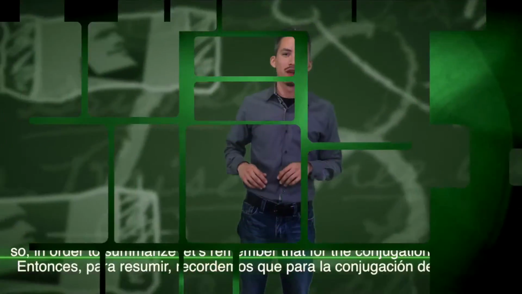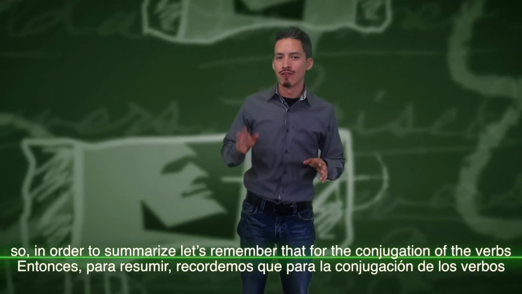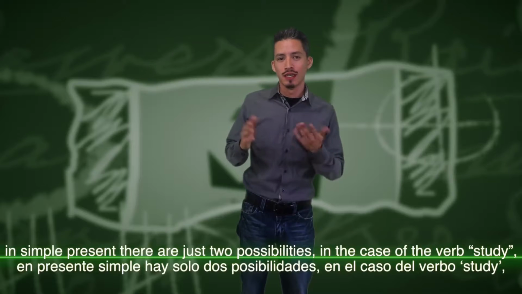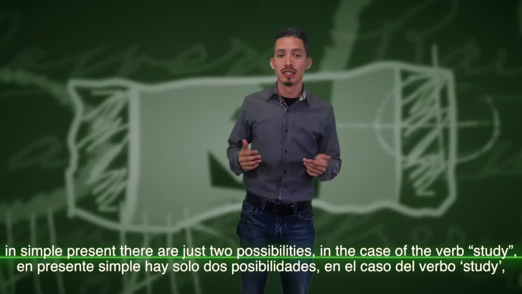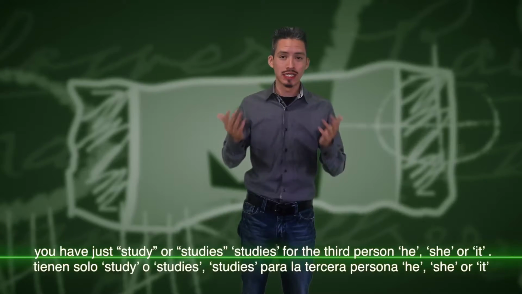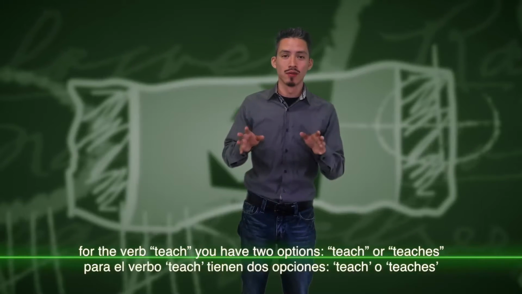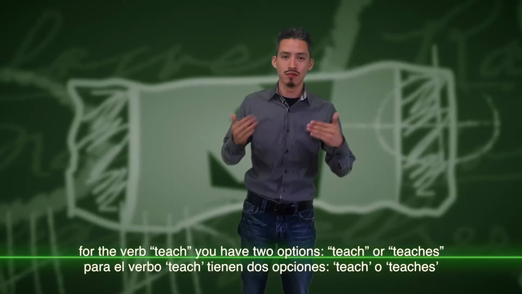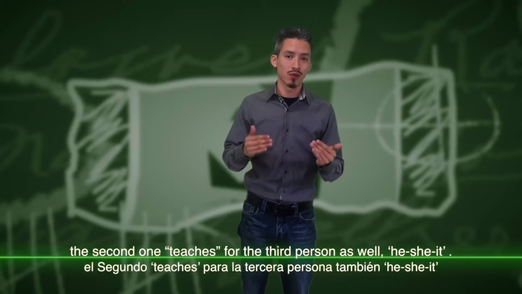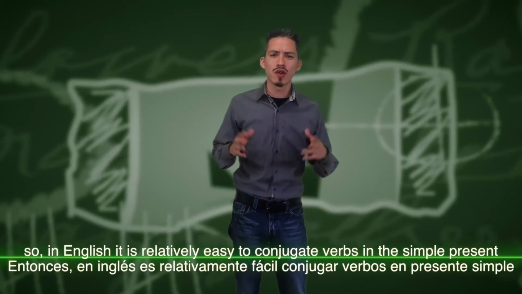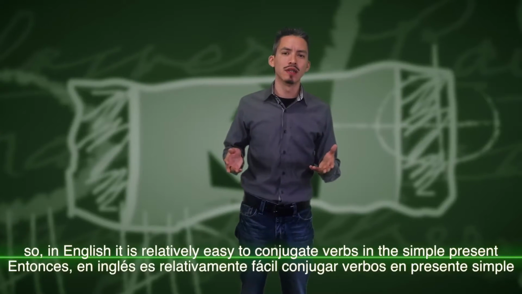So in order to summarize, let's remember that for the conjugation of the verbs in simple present, there are just two possibilities. In the case of the verb study, you have just study or studies. Studies for the third person, he, she, it. For the verb teach, you have two options, teach or teaches. The second one, teaches, for the third person as well, he, she, it. So in English it's relatively easy to conjugate verbs in the simple present.